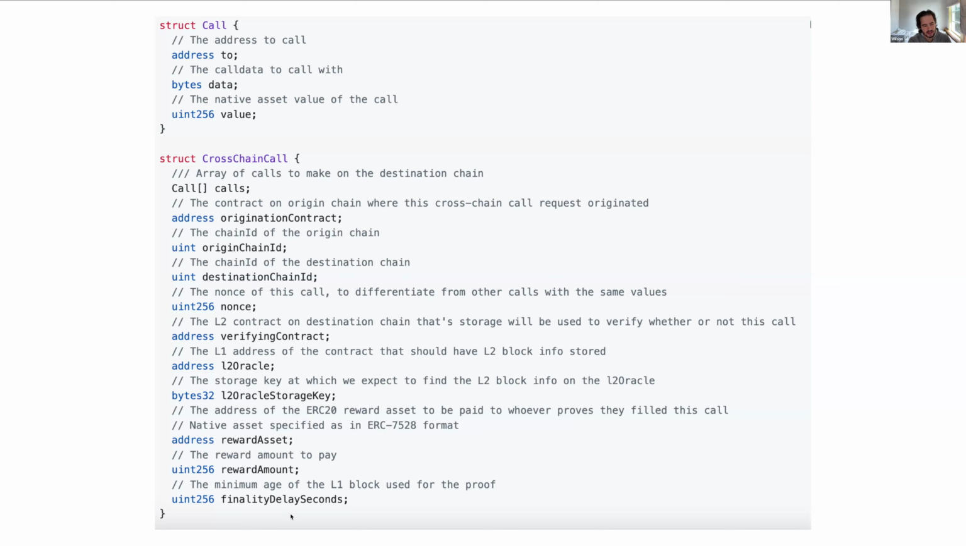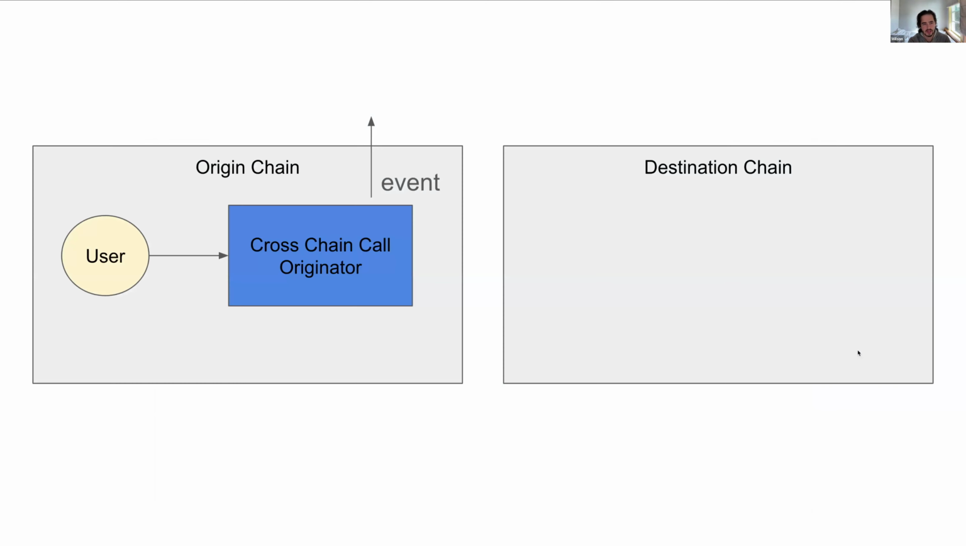And this is a finality delay not on the fulfillment on the destination chain, but on a delay for the reward being paid out. So this is in the case where you want to have some guards against the fact that some of these state roots might be pending. Realize this is a lot of context right out the gate. We'll get through this and hopefully it all makes sense.